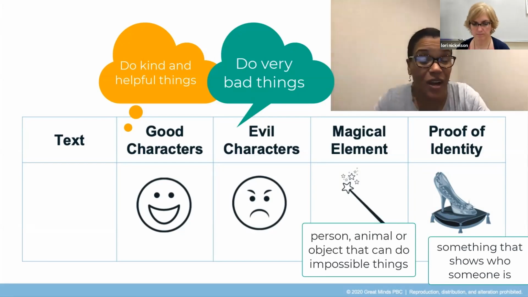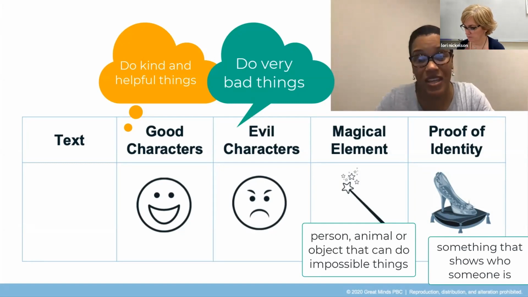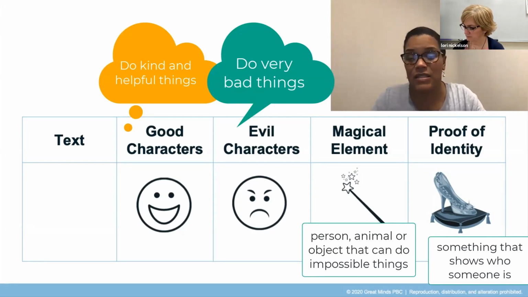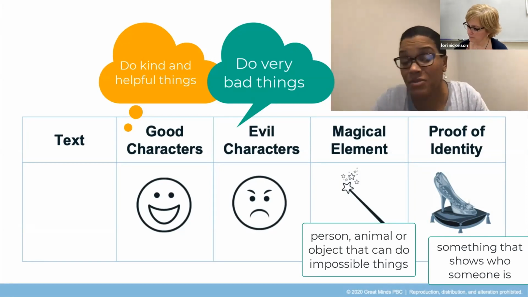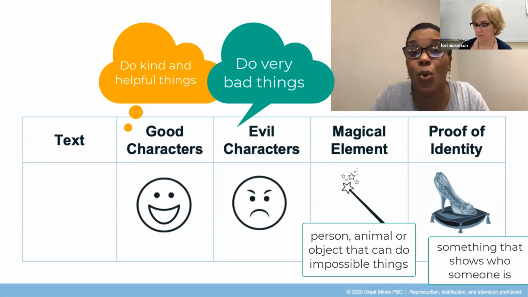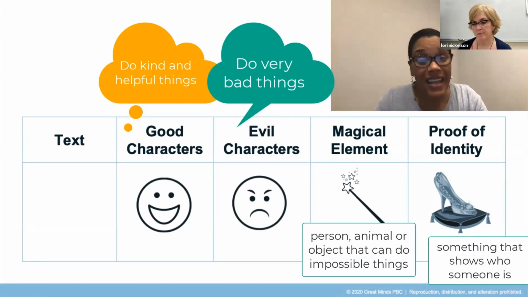Got it? I'll repeat it one more time. Good characters are characters who do kind and helpful things. Evil characters are characters who do very bad things. Magical element is a magical person, animal, or object that can do impossible or improbable things. And proof of identity is something that shows who someone is.